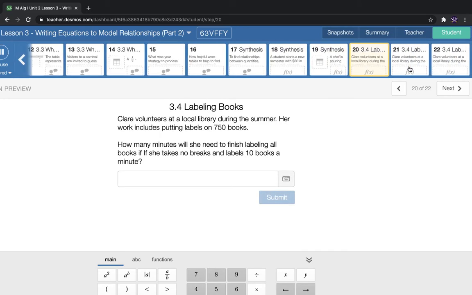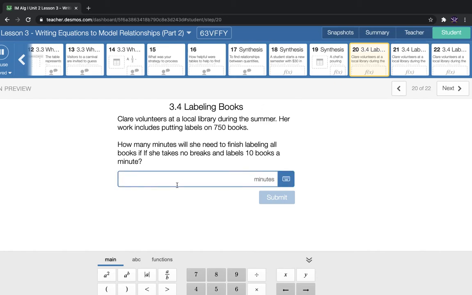All right, now Claire volunteers at a local library during the summer. Her work includes putting labels on 750 books. How many minutes will she need to finish labeling all the books if she takes no breaks and labels 10 books a minute? Okay, so how would we figure that out? A couple of different ways that we could go about that.